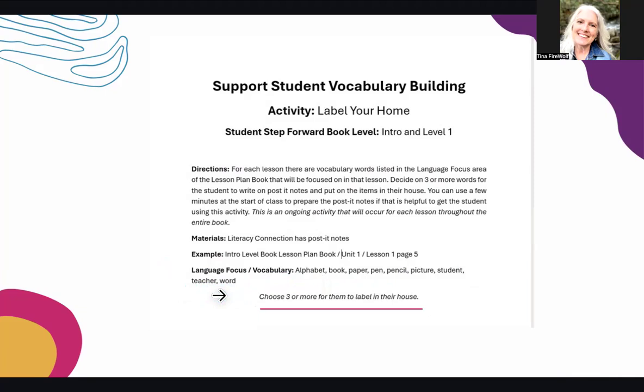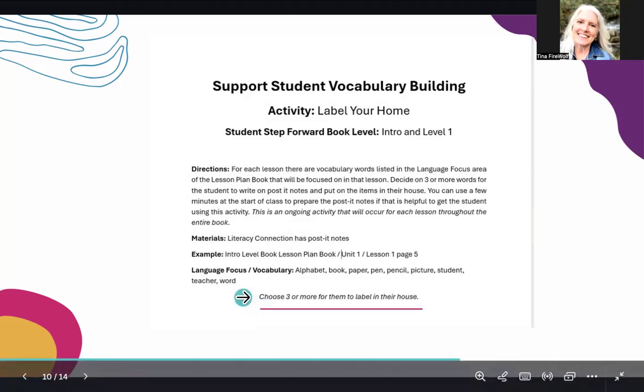So in the lesson plan book, it's going to have a section where it says language focus vocabulary, and it's going to list all the words that are in that section or unit for you. Okay, alphabet, book, paper, pen, pencil, picture, student, teacher, and word. So these are the vocabulary words in that unit that you're currently working on, and they can choose 3 or more of them to label actual objects in their house.